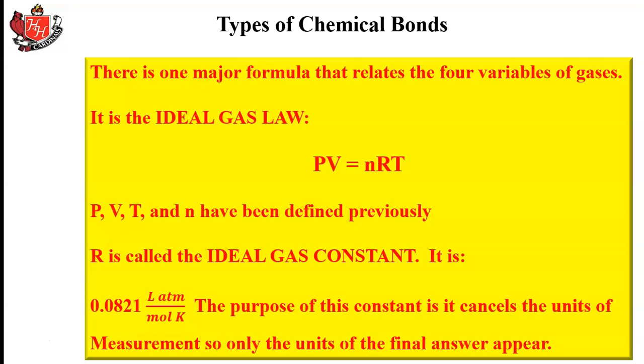The purpose of this constant is that it cancels the units of measurement, so only the units in the final answer appear. So let's say we were trying to find pressure in atmospheres, and you took that equation and you put in volume, number of moles, and temperature. It would cancel out all the units so that the only unit that appeared in the final answer for pressure is atmospheres.